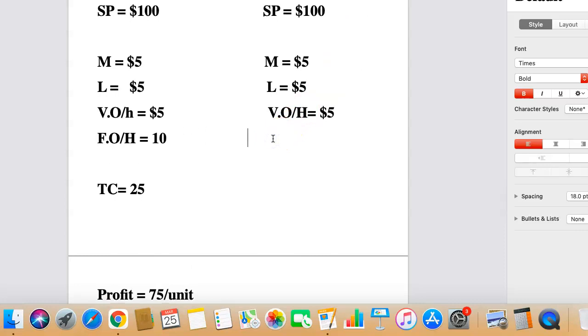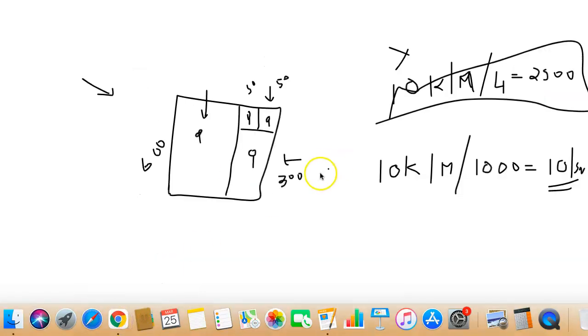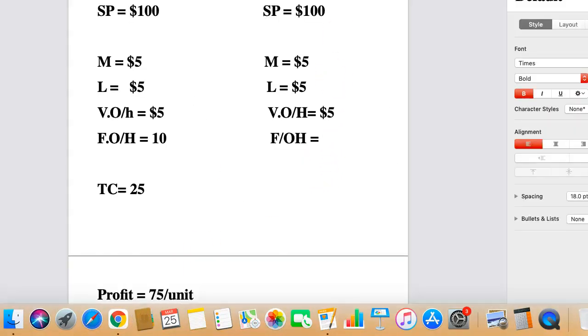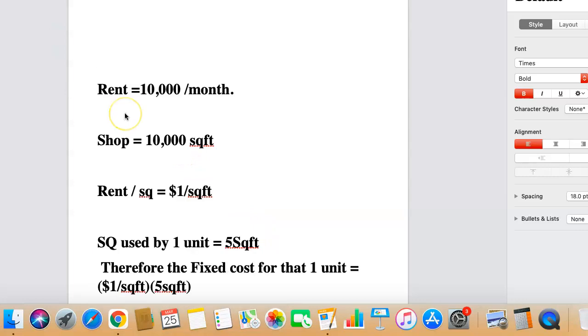What you will do is, instead of just dividing it by the number of units, you will say, okay, fine, the rent is 10,000. My shop is 10,000 square feet. So the rent per square feet is $1. Right? I have it in front of you. What you're doing in activity-based costing is rent is 10,000. The shop area is 10,000 square feet. So you're dividing the rent by the square feet. So 10,000 by 10,000, the rent per square feet is $1.